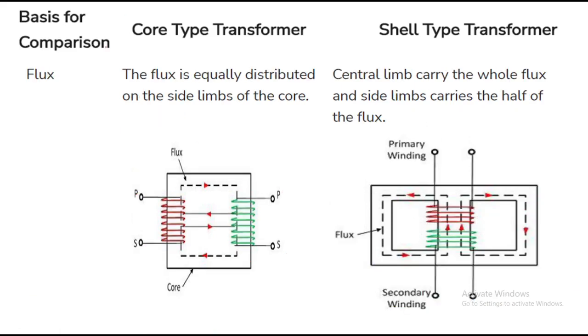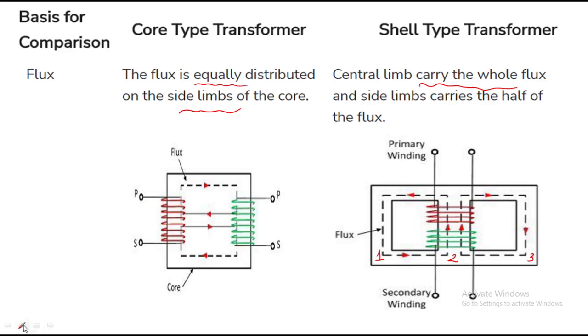And what is the flux distribution? The same amount of winding is present on both the limbs, whether it is primary or secondary, so the flux is equally distributed on the side limbs of the core type. Coming to the shell type transformer, the central limb carries the whole flux because we are providing the winding in the central limb, that is the second limb. So obviously the central limb carries the whole flux and the side limbs carry half of the flux.